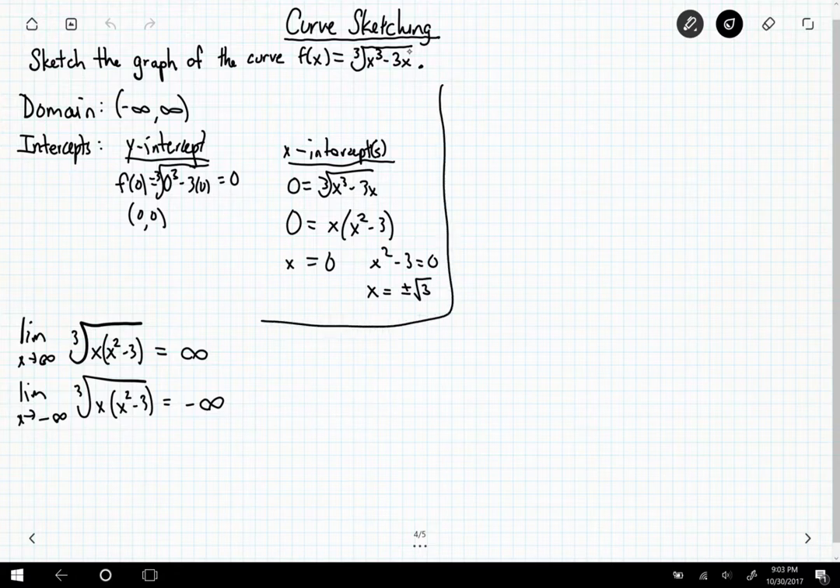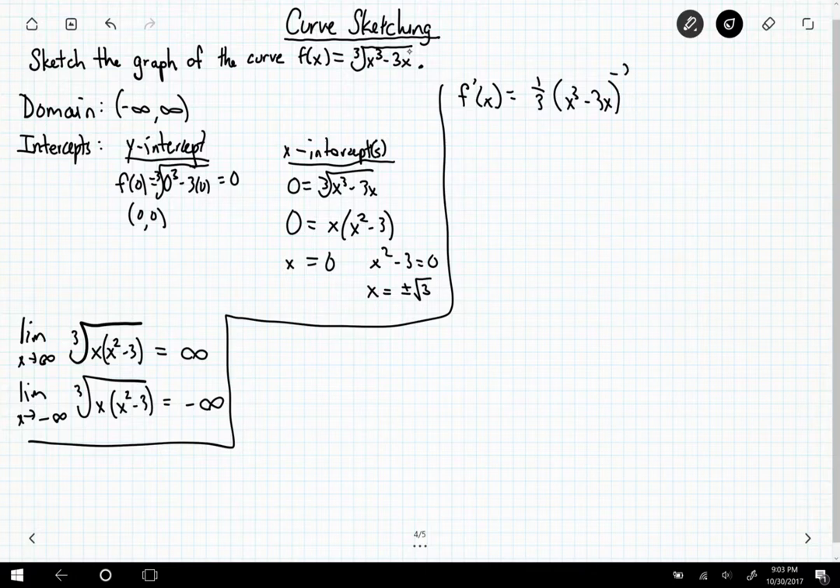But actually, we already have an idea if we're approaching negative infinity and positive infinity. So the next piece that we're going to need is to use the derivative. So f prime of x equals, notice you get 1/3, what would that be, x cubed minus 3x raised to the negative 2/3 times the derivative of the inside, which is 3x squared minus 3.